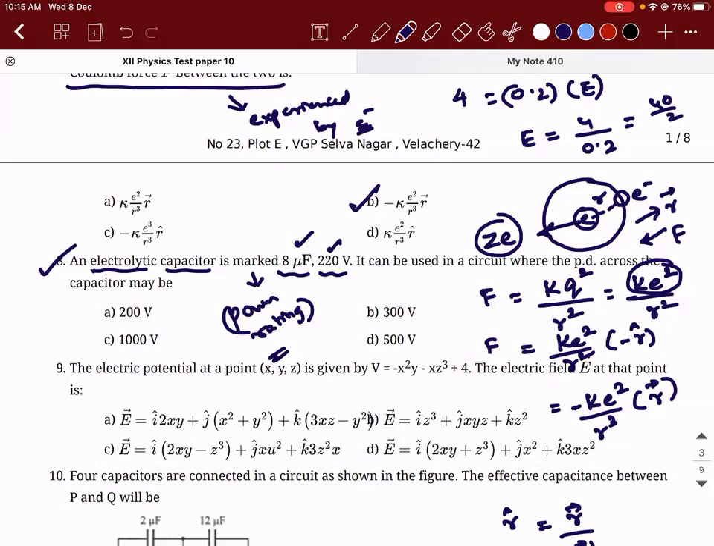You need not solve this question. This is actually a theory question. 200 volt. Why is it 200 volt? Because 220 volt is the maximum it can sustain. This is called the breakdown voltage. Beyond this value, if you try to apply anything, the capacitor will lose its property.